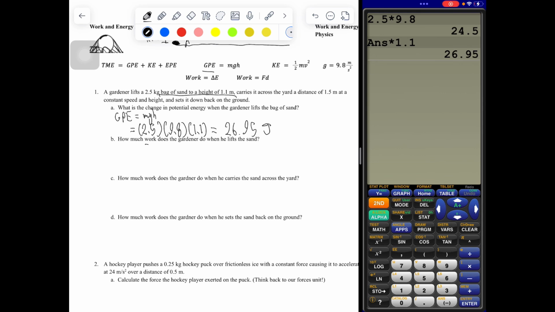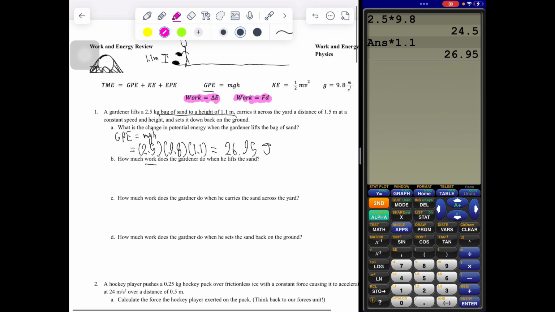So now we're asking for work. We have two different equations for work. We have work is equal to a force times the distance, and we have work is equal to a change in energy. You can use these interchangeably. They both give you the work, but it's obviously easier to use the one that you have the variables for. So what we're going to start out with is just identifying, what do we know? Well, we know it went from 0 gravitational potential energy at the ground to 26.95 joules of gravitational potential energy when the gardener lifts it up.